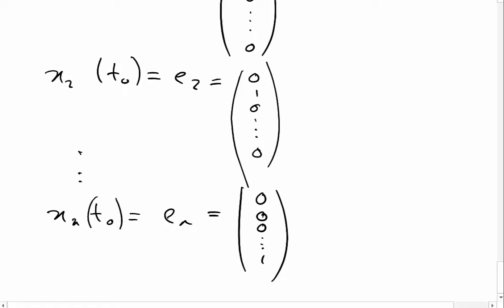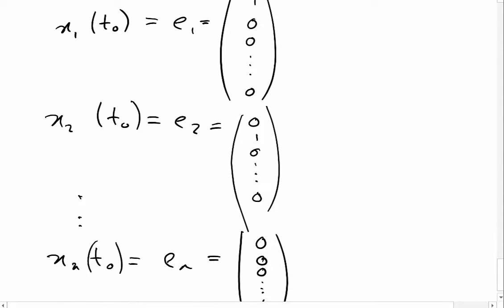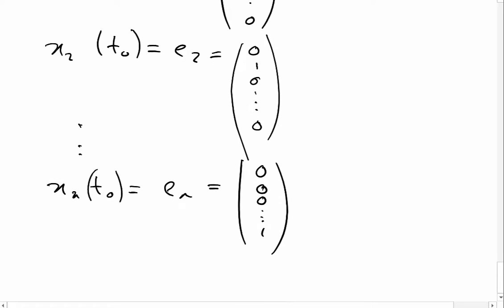Okay, so hopefully this makes sense. Let's just say we've got x1 at some particular value given by the first basis vector. The second solution at the same particular value will be given by the second basis vector. So what I'm basically saying is that for some value, when I plug it in, I get the basis vectors out.